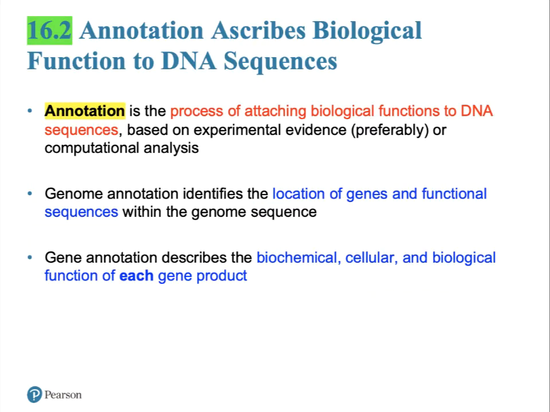Generating the sequence of DNA is relatively straightforward these days. Once you have that data, the next task is to assign functions to the different segments of the chromosomes, and that is called gene annotation. So gene annotation is the process of attaching biological function to DNA sequences, and this is based on experimental data and also computational analysis. And our computers are becoming more and more powerful at helping us.